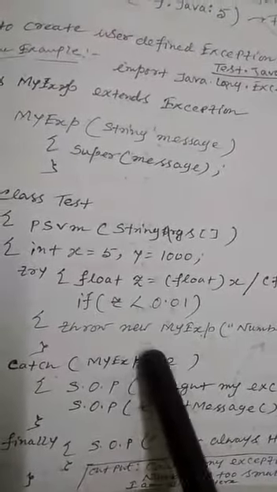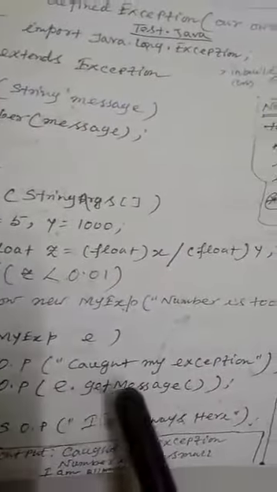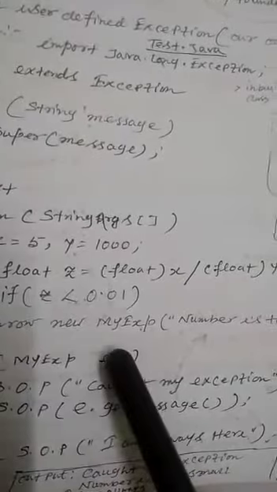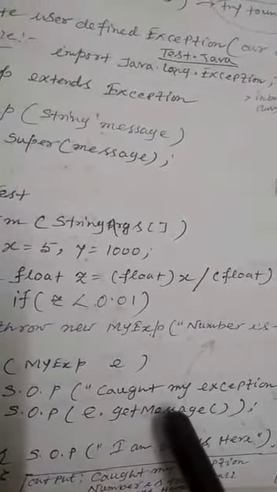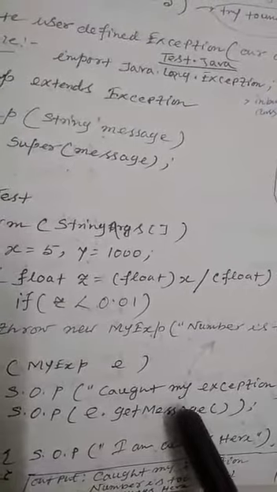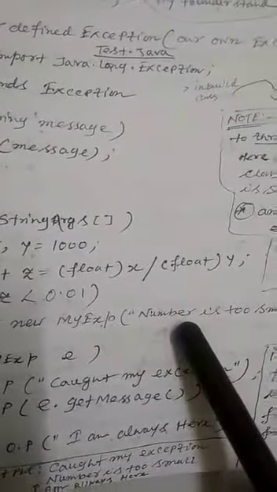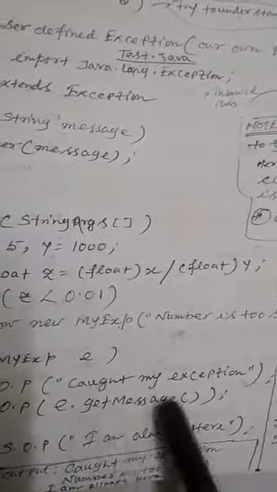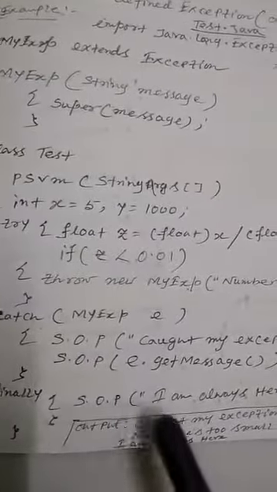Here MyException is the name of the user defined exception class, and e is the object reference. What is going to print? SOP "caught MyException"; the exception will be caught. SOP e.getMessage(). Yes, e.getMessage() is already available as a very useful function. Through this object reference we will be able to print the message thrown by the constructor, so "Number is too small" will be printed. Now finally is there: SOP "I am always here" will be printed, and the program will be terminated.